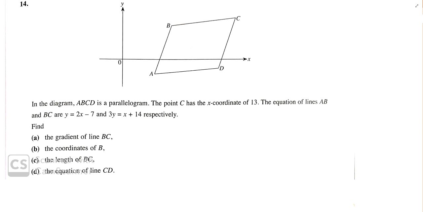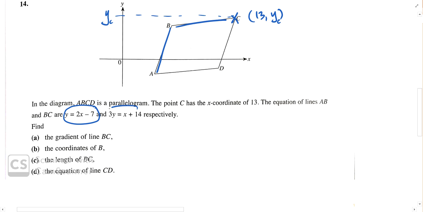Right, so this is a parallelogram. Point C has x coordinate of 13. Don't know the y coordinate, so let's just call it YC. Then we also have the equation of AB and BC. Now if we are given the equation of AB and BC, we therefore will be able to get the coordinates of B by solving simultaneous equations.